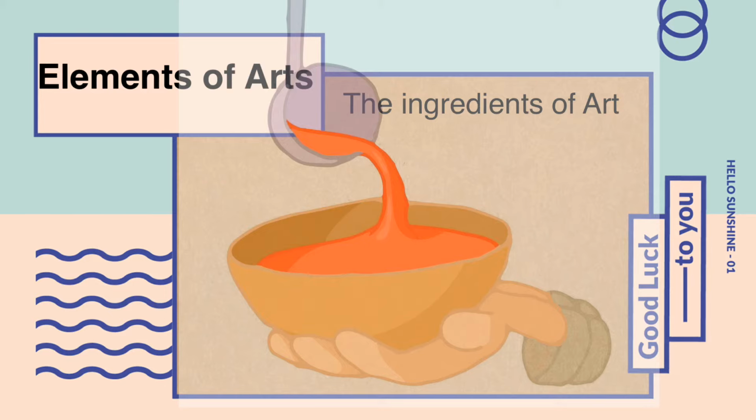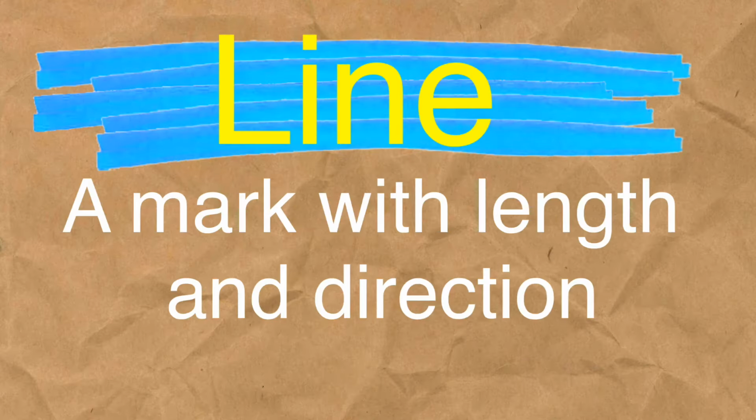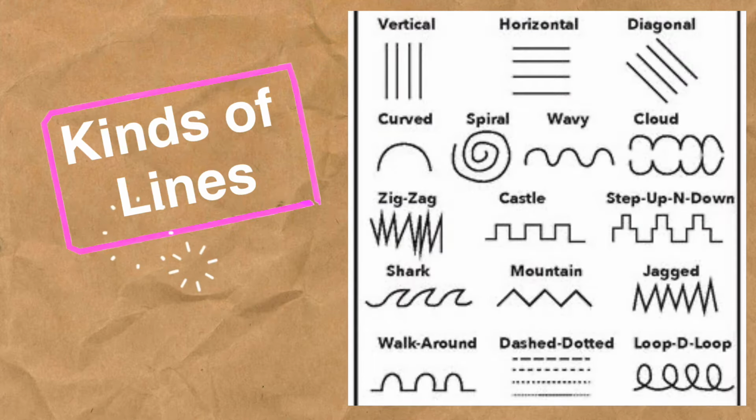Elements of arts, the ingredients of art. Line, a mark with length and direction. Here are the examples of lines: vertical, horizontal, diagonal, curve, spiral, wavy, cloud, zigzag, castle, step up and down, shark, mountain, jagged, walk around, dash or dotted, loop-de-loop.